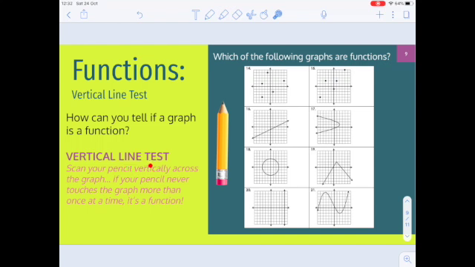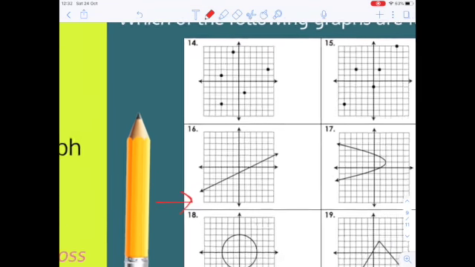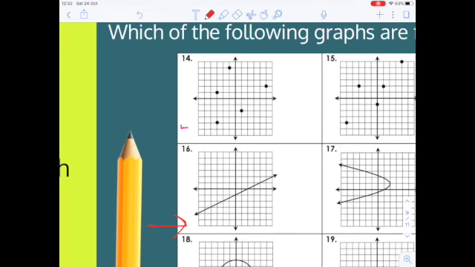The vertical line test is the test to see if the graph that you have represents a function. What you have to do is get your pencil and scan the graph, moving the pencil across your graph. So, for example, in number 14, you're going to have your pencil over here, and you're going to start moving it across the graph.